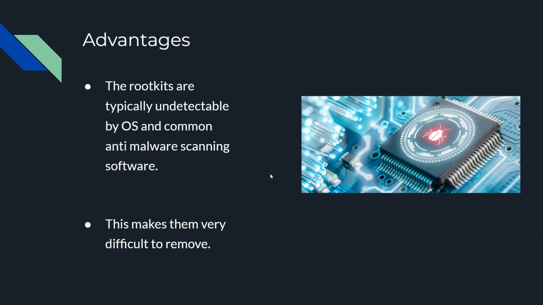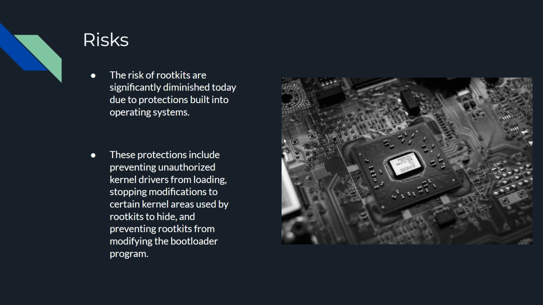Advantages of a rootkit: they are typically undetectable by the OS and common anti-malware scanning software. This makes them very difficult to remove. The risk of a rootkit is significantly diminished today due to protections built into operating systems. These protections include preventing unauthorized kernel drivers from loading, stopping modifications to certain kernel areas used by rootkits to hide, and preventing rootkits from modifying the bootloader program.